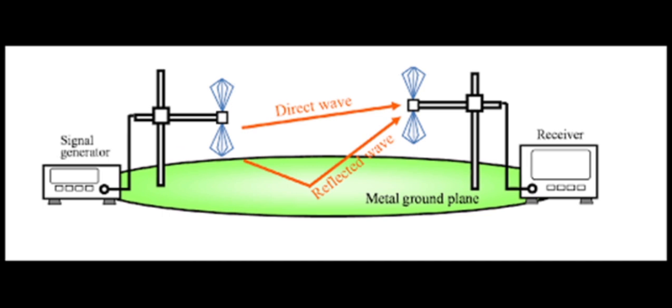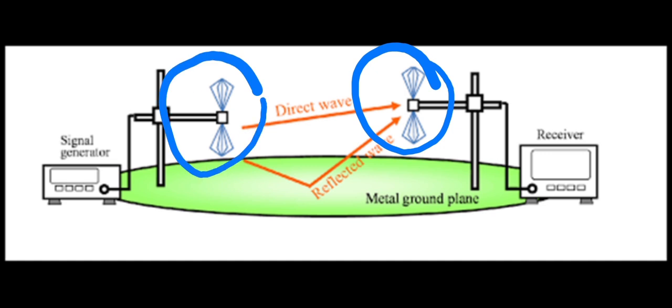This is a schematic setup of an open area test site. Here we have our equipment under test, and here we have our antenna that is receiving all the electromagnetic emissions that are being created from our equipment under test. Here we have our signal generator. So this is a demo or a dummy test site.